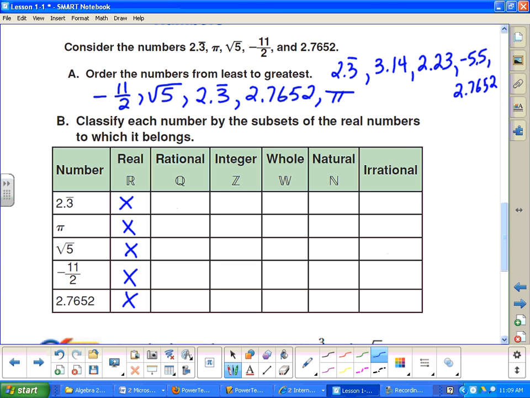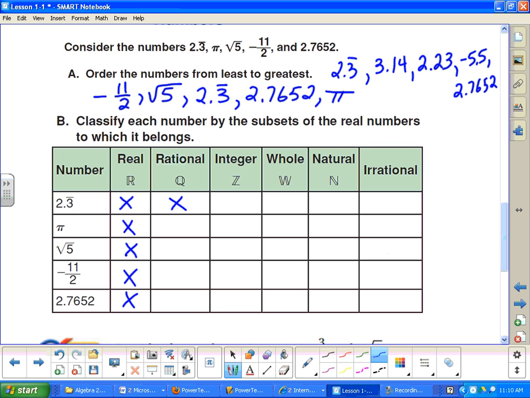Okay, rational numbers are if we can write them as a fraction, which means that they're either written as a fraction already, or they are terminating or repeating decimals. Okay, so does 2.3 with a bar over it, that's a repeating decimal, right? Okay, so that's a rational number. Is this an integer? No, it's not an integer. An integer would be like 1, 2, 3, 4, 5, or negative 1, 2, 3, 4, 5. So if it's not an integer, it's not any of those other ones either, is it? Can't be whole or natural.